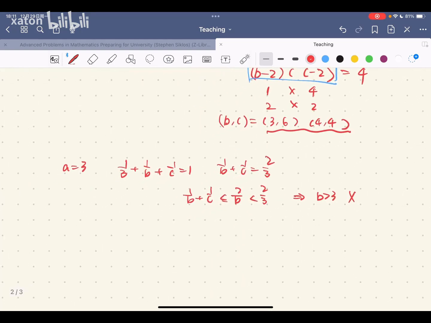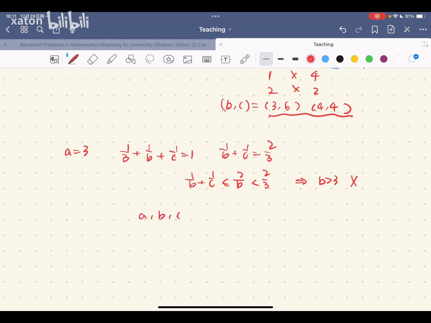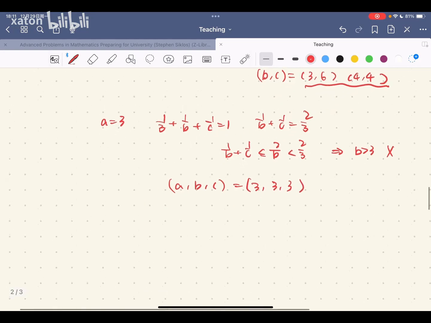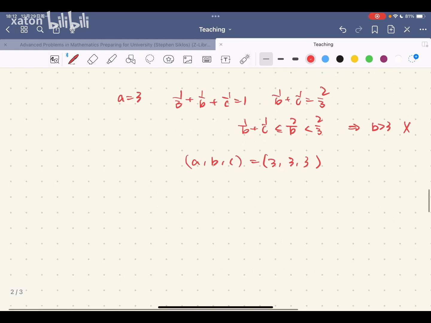And when b is 3, we find out that c is 3. So the only solution for this is a, b, c equal 3, 3, 3. Let's look at a equal 4. And actually we have a sort of instinct that a equal 4 is not going to work at all. Let's check a equal 4 still.